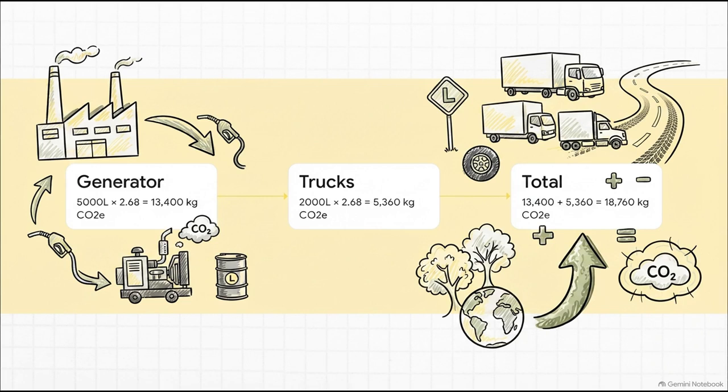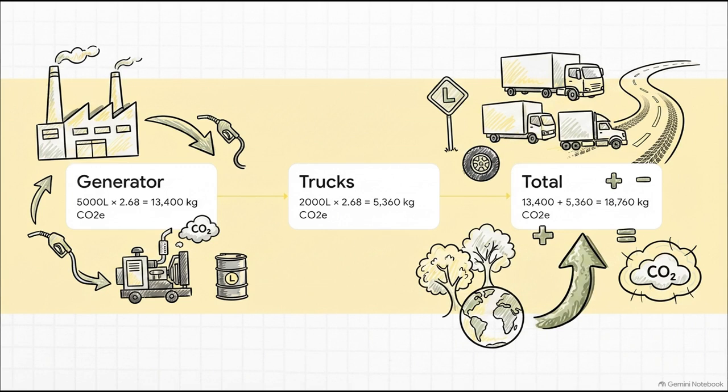Step 1. We take the factory generator's activity data, which is 5,000 liters, and we multiply it by our 2.68 emission factor. That cleanly gives us 13,400 kilograms of CO2 equivalent. Step 2. We apply the exact same logic to the logistics fleet. 2,000 liters multiplied by 2.68 gives us 5,360 kilograms.